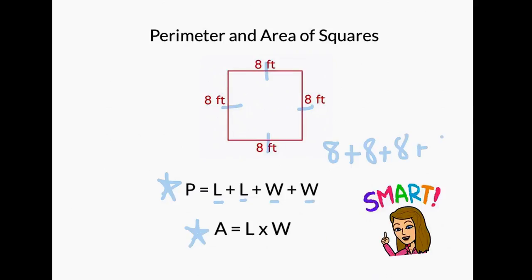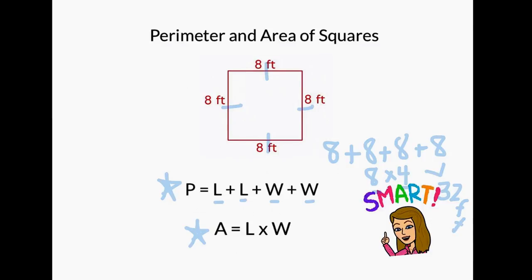Or, for those of you who are quite intelligent, which I know all of you are, couldn't I just take 8 times 4? Because there's 4 sides measuring 8 feet? Either way, I'll end up with the same answer of 32 feet for my perimeter. Ooh, my label got a little funny there.